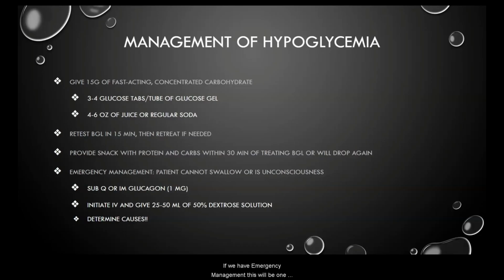If we have emergency management, this would be when a patient can't swallow or is unconscious. We could do sub-Q or IM glucagon, and that's just a quick injection of sugar. We could also initiate an IV and give them 25 to 50 mLs of a 50% dextrose containing solution. So that's our D5, or excuse me, our D50. And I'll show you guys a syringe in class next week when we talk about this. We need to determine the causes. So what was it that caused this patient to become hypoglycemic, and we need to treat for those causes.